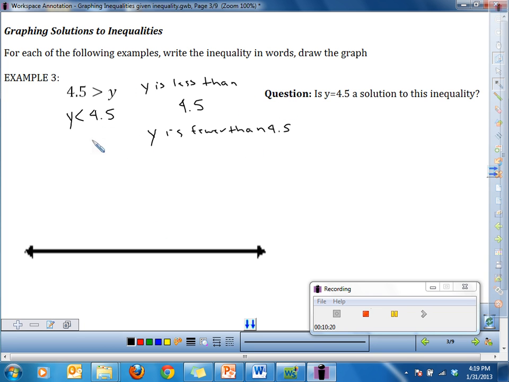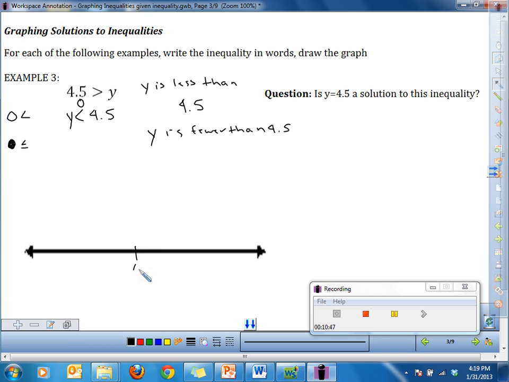Let's figure out what kind of dot we want. I notice that this is a less than symbol. I use this one if it's less than or equal to. I use this if it's just less than. So I'm going to go ahead and put an open dot above this so I can see that it's an open dot.